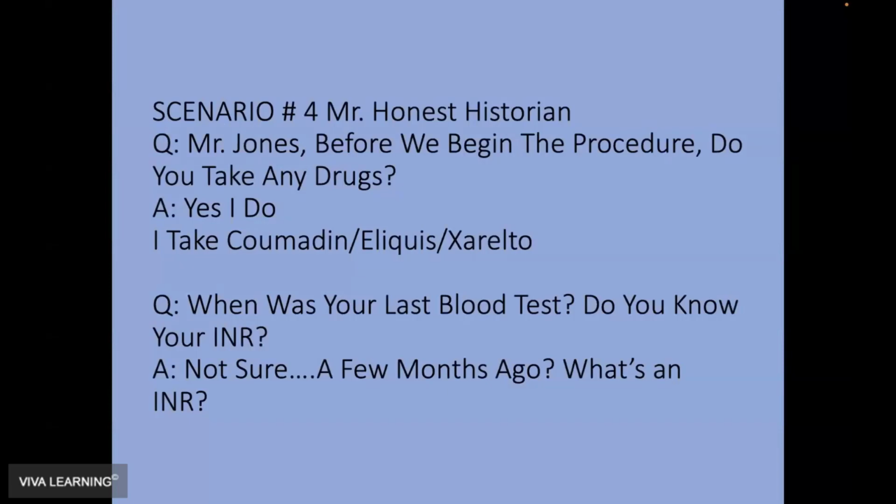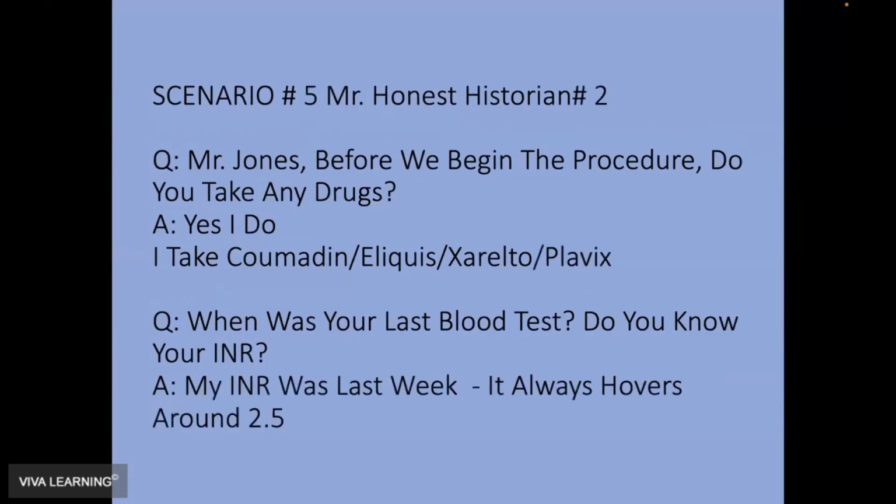Mr. Honest Historian. Mr. Jones, before we begin the procedure, do you take any drugs? Yeah, I take Coumadin or Eliquis or Xarelto or Plavix. When was your last blood test? Do you know your INR? Not sure. A few months ago. What's an INR? This is not a patient you want to deal with. This is a patient that may be anticoagulated, that you may not be able to get hemostasis.